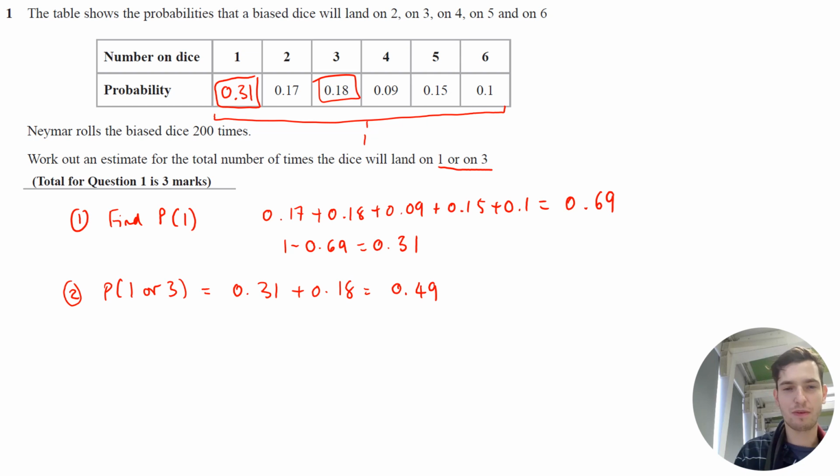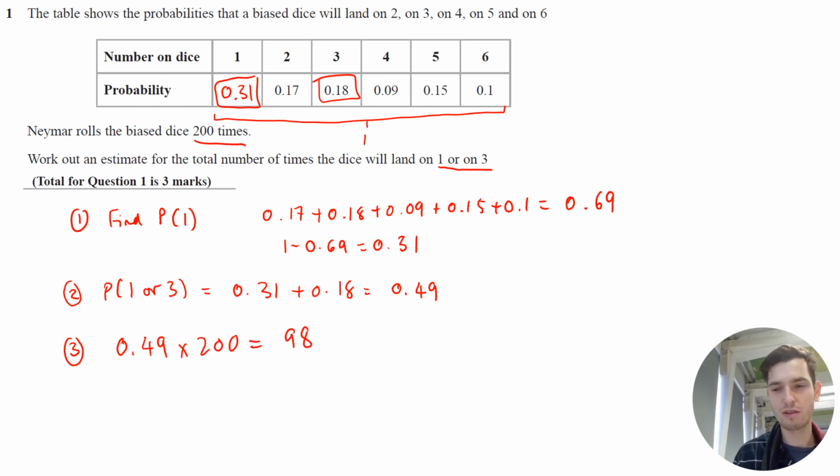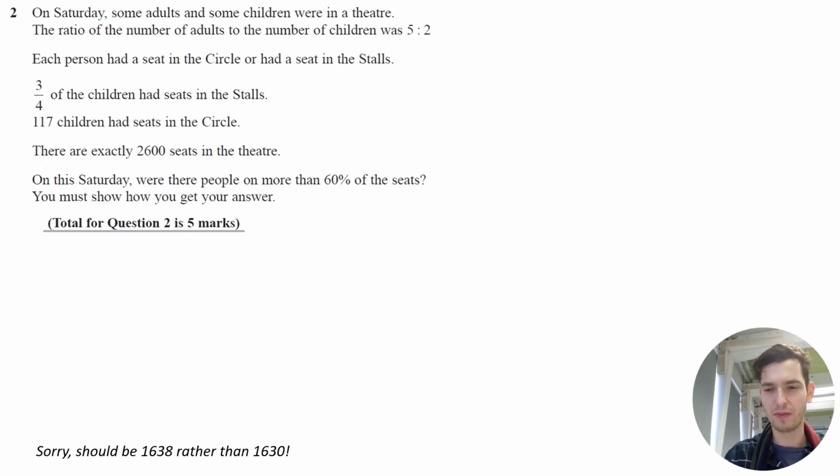And then final step, I'm rolling the dice 200 times. So I know that to get my estimate, I'm going to do my probability, 0.49, multiplied by 200, and I get an answer of 98. So nice way to start the paper with a probability question. Let's keep going. Okay, question 2.